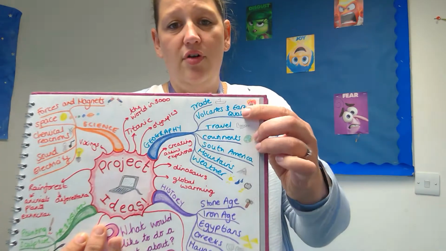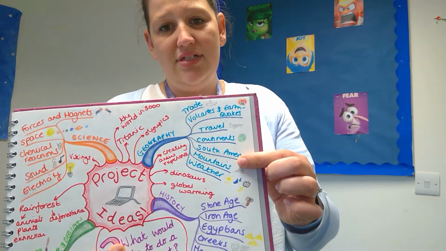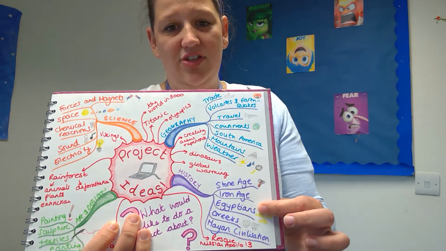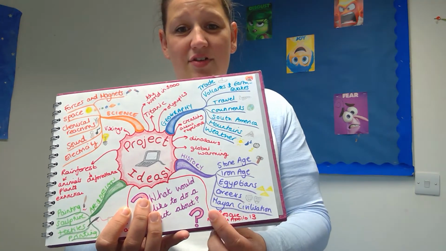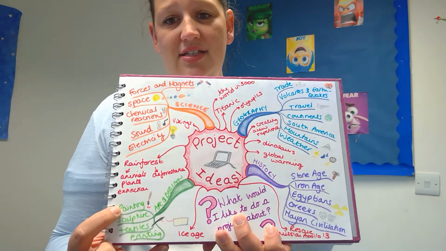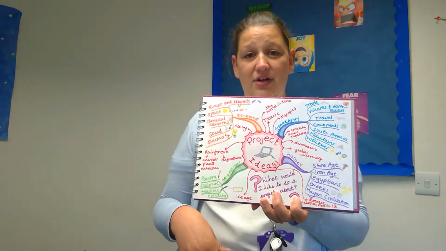So again, I've got my broad ideas down here for geography, like travel, continents, mountains, weather. I've got historical ideas. I absolutely love the Egyptians. I've got them on there. Greeks. I love a bit of ancient civilizations. I've got the Mayan civilization down there. And then I've also got my art and design. So I could look at painters, sculptures, printing, all those kind of things.